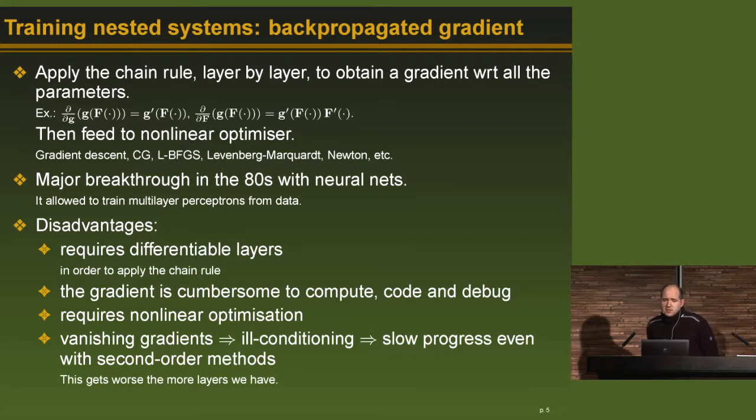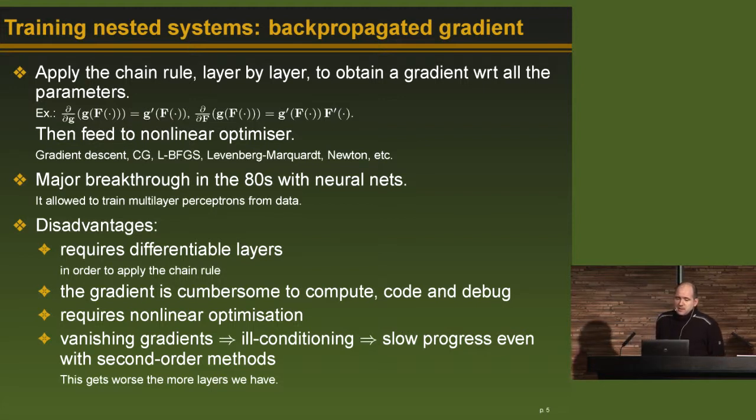Firstly, you need differentiable layers in order to be able to compute and backpropagate the gradients. If you have them, then the gradient is still a problem to compute usually because it is complicated. You have to code it and then you have to debug it, and that can be a pain. When you do have the gradient, you still have to feed it to the nonlinear optimizer, and it is not so easy to use nonlinear optimization, non-convex optimization. There are parameters to set, methods to choose, etc.